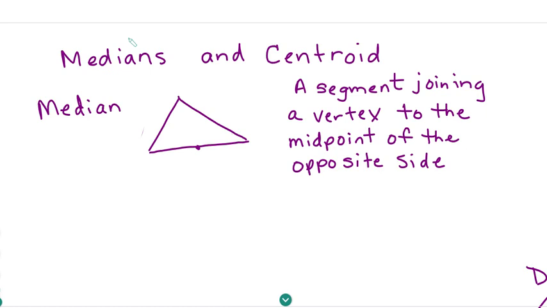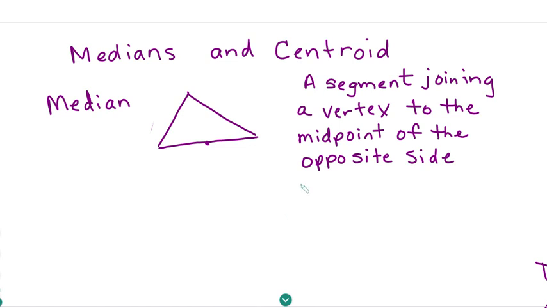All right, we're going to be talking about medians, centroids, altitudes, and orthocenters. Let's start with a median. A median is a segment joining a vertex to the midpoint of the opposite side. So if I find the vertex and draw a line to the midpoint of the opposite side, those two segments are going to be congruent.